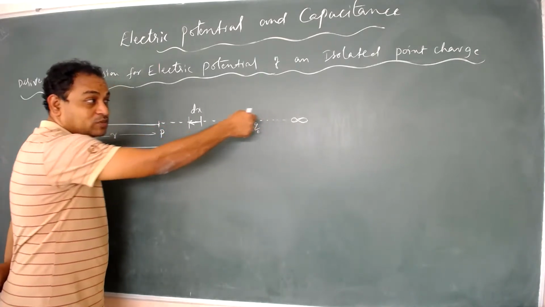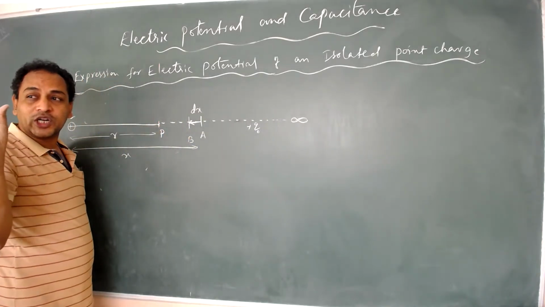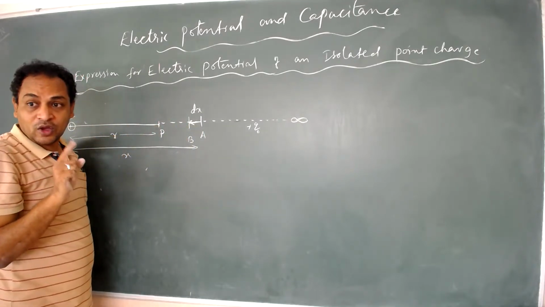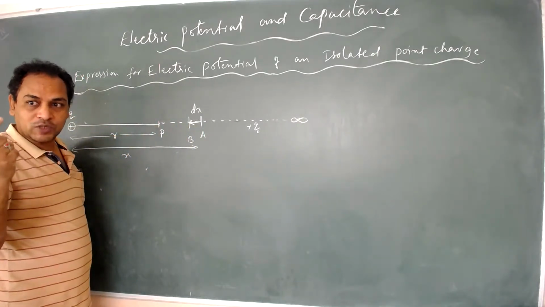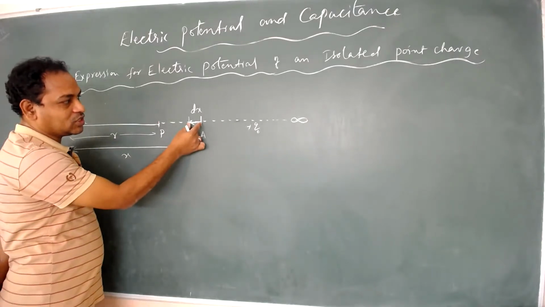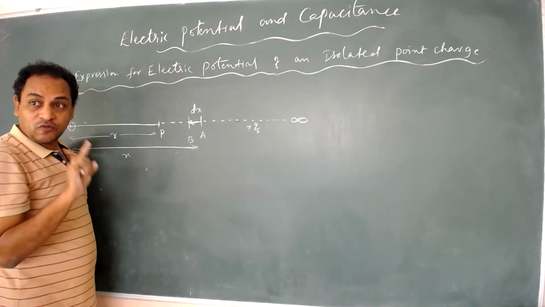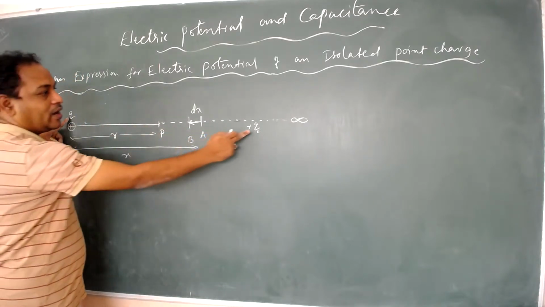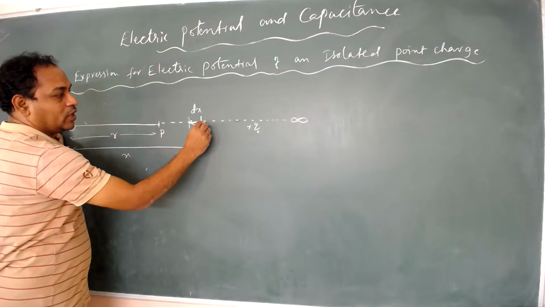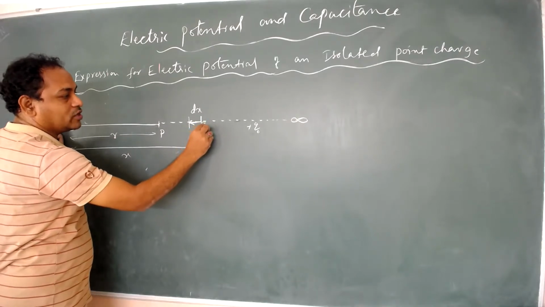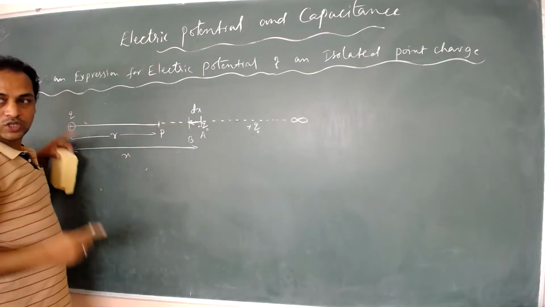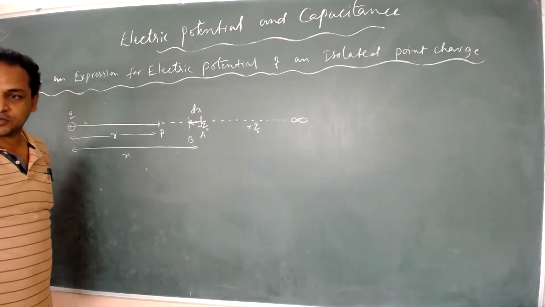To calculate this much work, first I will calculate a small work between A and B. For this, what is required? Work is equal to force into displacement. Let us say dx is the small displacement. What is the force here? The force is the force between this charge and this charge when it is brought here. Say this is Q naught when I bring it here, then how much is the force between these two? What is the formula for the force between two charges?